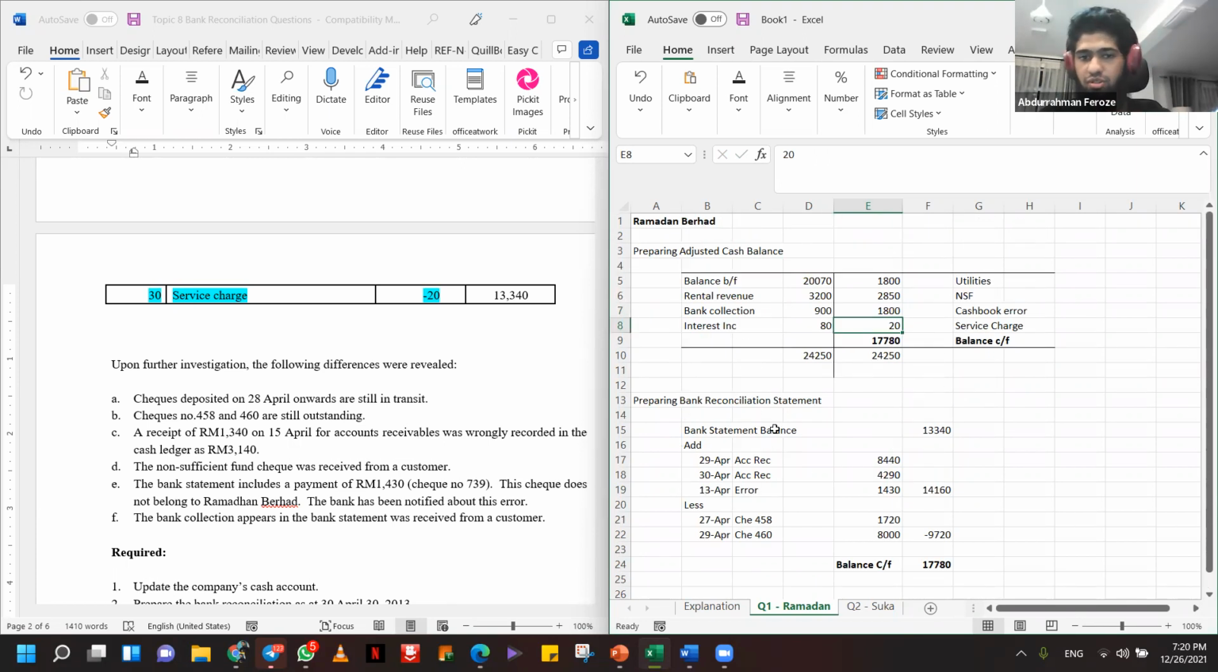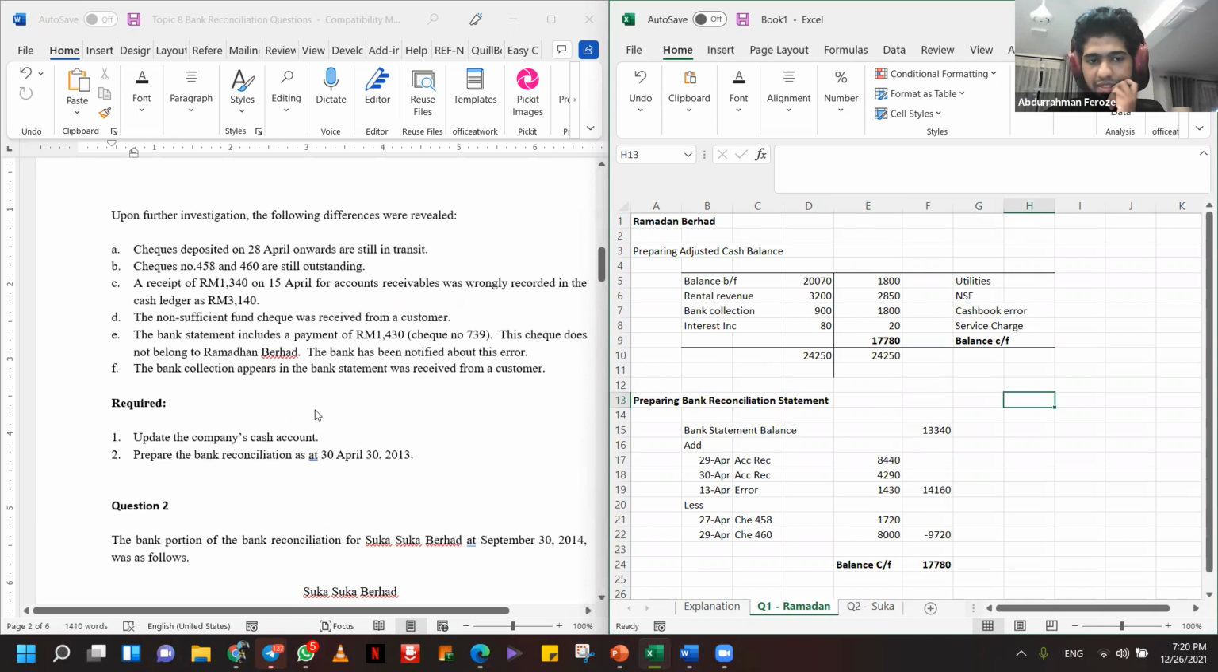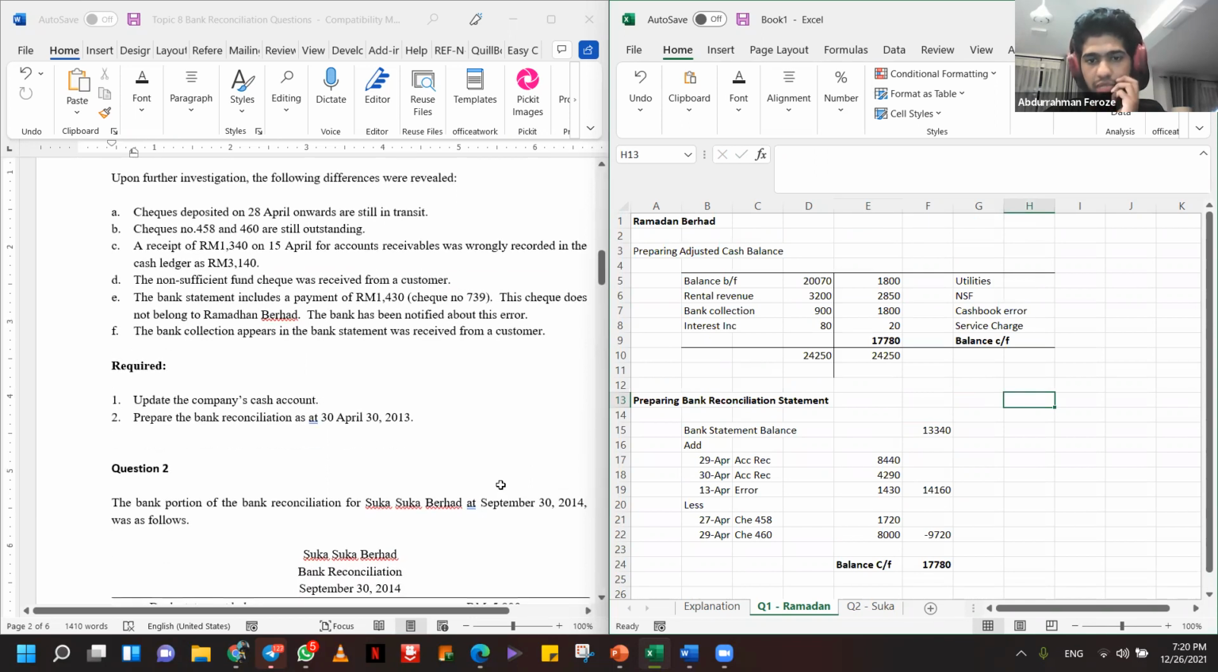All right. So yeah, this would basically be the answer. Was that clear? So this is part A, which is the company's cash account, right? And this is the adjusted cash balance. And this is the final bank reconciliation statement. Yeah, was that clear? Do you have any questions? Either of you?